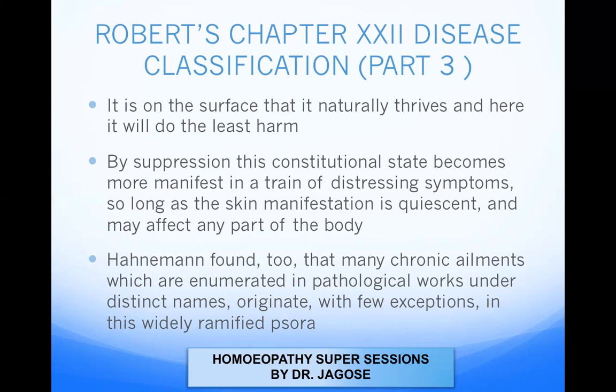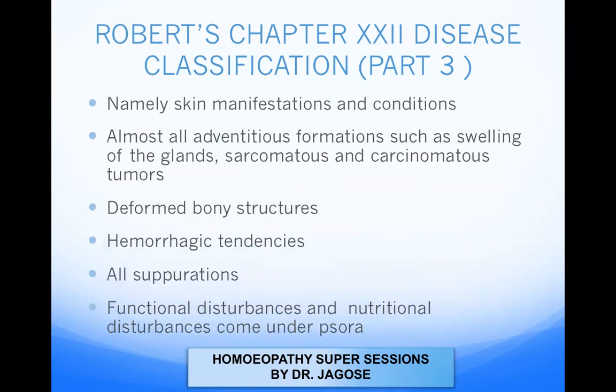With the exception of a few, namely skin manifestation and conditions, everything falls under the condition of Psora, that is the skin manifestation conditions. Almost all adventitious formations, such as swellings of the glands, sarcoma, and carcinomatous tumors, Hahnemann also classified under the Psoric classification. Deformed bony structure, hemorrhagic tendencies, all suppurations, function disturbances, and nutrient disturbances come under Psora.